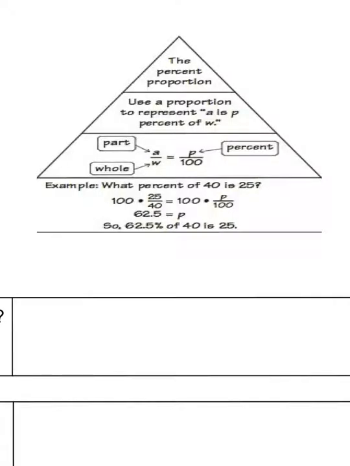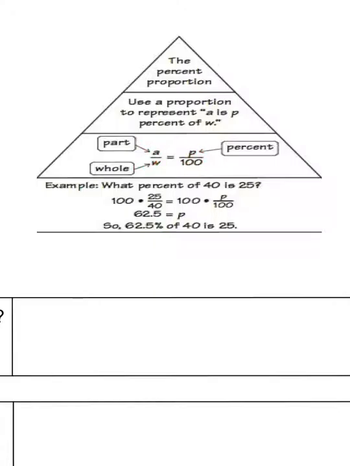6.3 is about using the percent proportion. So the percent proportion is where we find out what percent a part of a whole is. And there's a couple things in life that you'll use this for.